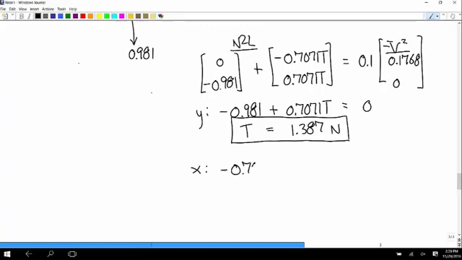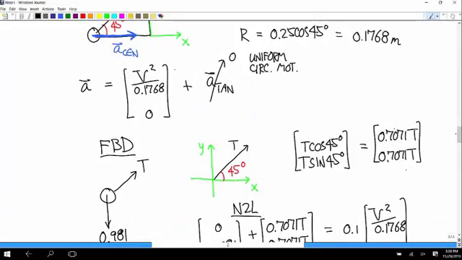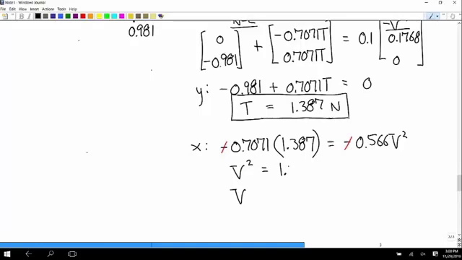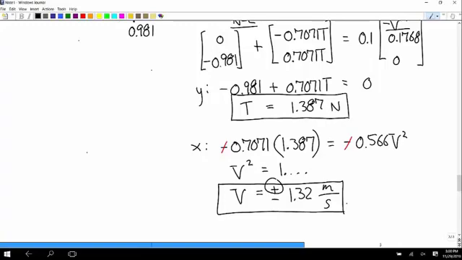And you get negative 0.7071 times 1.387 is equal to negative 0.566 v squared. And so v squared, these negatives cancel. And so v squared is 1 point something. And so v is equal to 1.32, and we want the positive. So even though you get some negative signs here and there, everything works out exactly the same, which, if you think about it intuitively, is how it has to be.